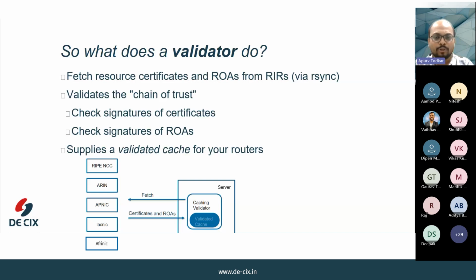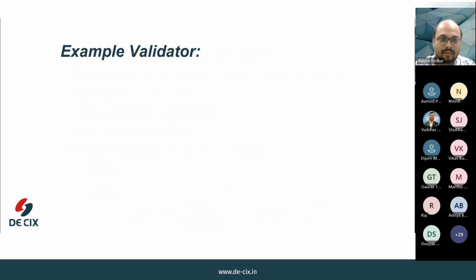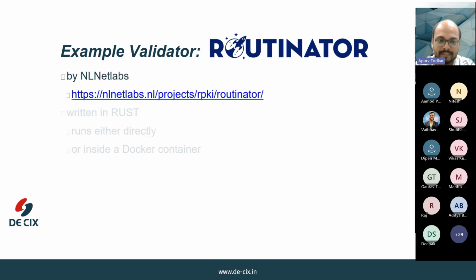And you can also opt for redundancy if you want, by using multiple validators. But in the general use case, people only use a single validator in their production network. And now we'll see what are the examples of the validators that we have.